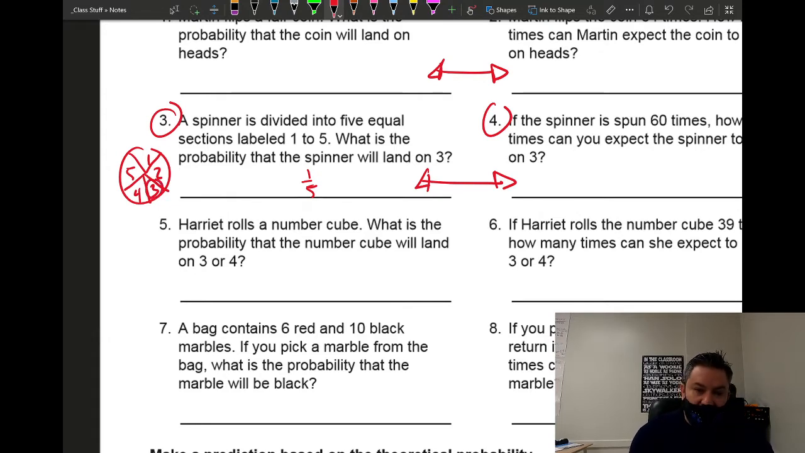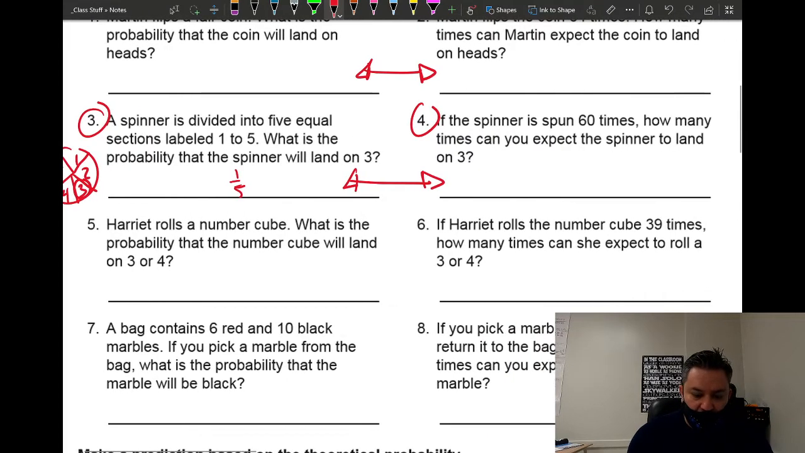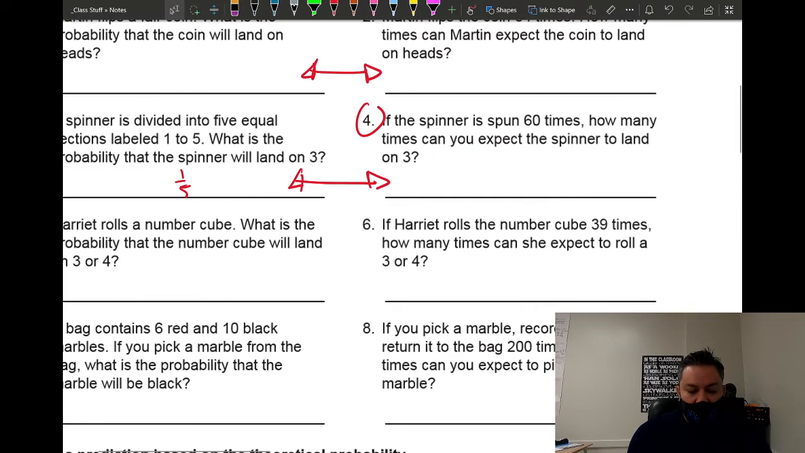Now we're going to use that. That's the probability of getting a 3 from a spinner labeled 1 through 5. We're going to use the probability to do number 4. We're going to make the prediction. If we're going to spin it 60 times, how many times can you expect the spinner to land on 3? So I know the probability is 1/5.